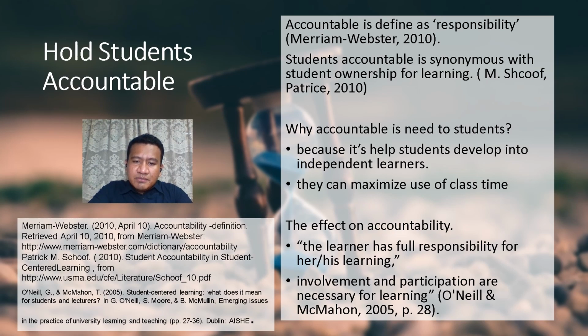Why is accountability needed for students? Because it helps students develop as independent learners, and also they can maximize use of class time. The effect of accountability is that the learner is fully responsible for his or her learning. According to O'Neill and McMahon 2005, involvement and participation are necessary for learning.